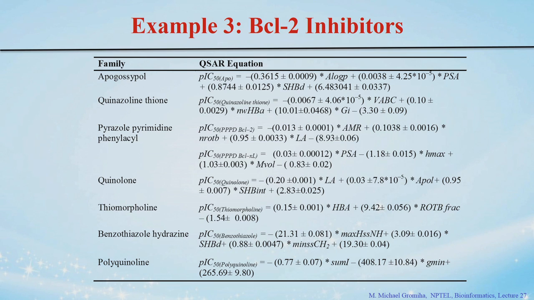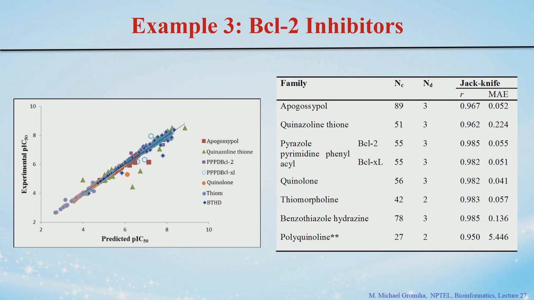Here I show example equations for the different types of families. In some of them the properties are similar, and in some cases the properties are totally different. The compounds which describe any particular family depend upon specific properties. Here I show the results for the different families. This is the number of data, which ranges from 27 to 89, and here the number of descriptors.